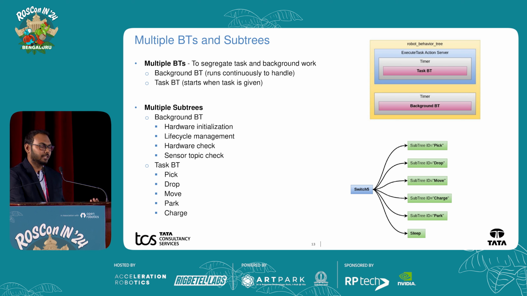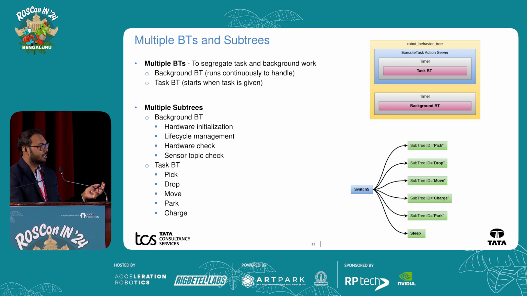Lifecycle management, as I explained: if it is in auto mode or manual mode, you want to set the lifecycle for navigation or the teleop joy node, so you can use this subtree. Then hardware check, if you have CAN, IMU, LiDAR or depth camera, you can check whether they are connected or not in the starting only, or when the robot fails, at that time also you can check, so you can find out where the problem is. Then sensor topic check. Sometimes it may happen that the hardware is properly connected, but the ROS driver might be having issues, so you won't be getting the topic. So you can continuously check. Like this, you can have 4 subtrees in the background BT.